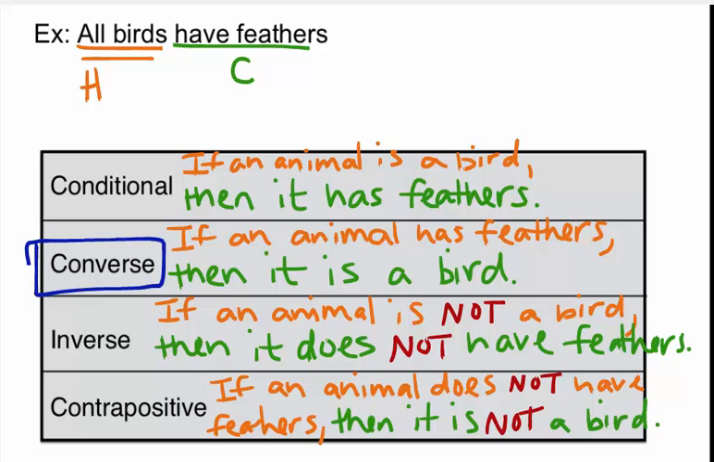It is not a bird. Sorry about my handwriting. It's a little hard to write on this tablet. So that's an example of all these different types of statements, and you'll be seeing this over and over again.